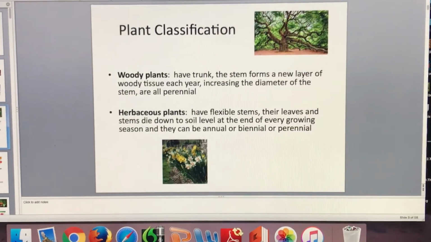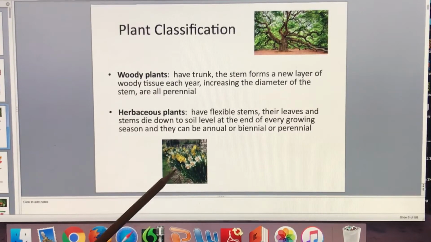All right, let's look in a little more detail at the difference between woody and herbaceous plants. So woody plants have a trunk. The stem forms a new layer of woody tissue each year, increasing the diameter of the stem. And as we mentioned, all woody plants are perennials. Herbaceous plants, in contrast, have flexible stems. Their leaves and stems die down to the soil level at the end of every growing season, and they can be annual, biennial, or perennial.